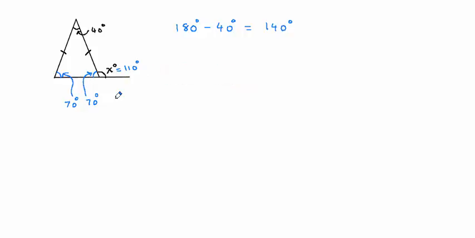Let's try another one. Let's say we have a right triangle this time. So this is the right angle. It's given that this side is 13 and this side is 12. Can we find out the length of this side?